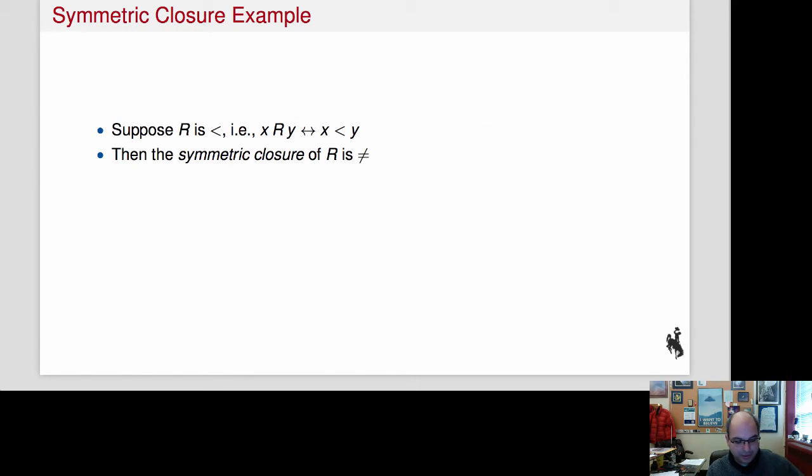Now, some examples of symmetric closure. Let's take less than. What we're going to do is think of less than, A is less than B, and then we're adding to that B is less than A. So that's what we have. Well, that's actually all of the elements that are not equal. So when we take the symmetric closure of less than, what we actually get is not equal.